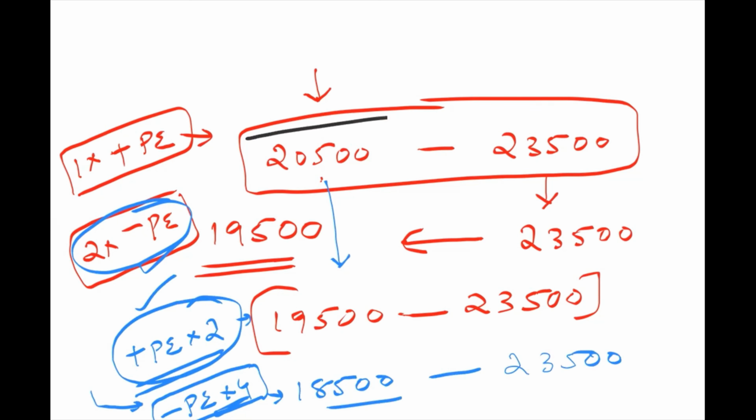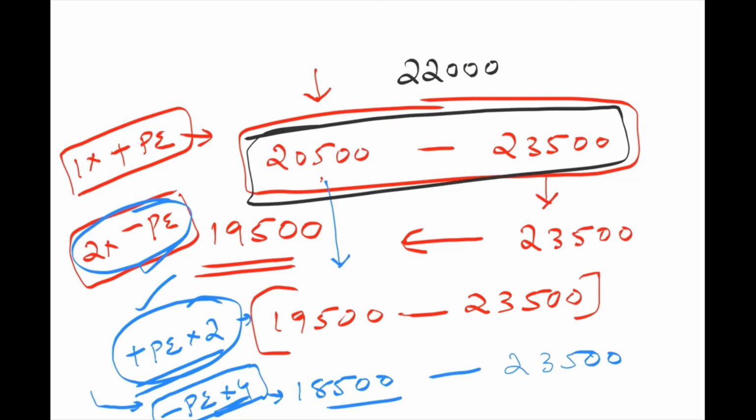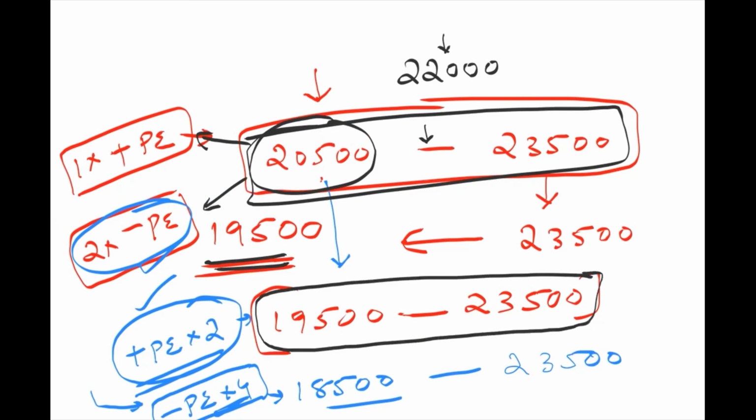So remember, when you started, this was the range. So 20,500 to 23,500 was your range when Nifty was at 22,000. So when Nifty was at 22,000, you did this, and this was your range for the first time. But when it came to 20,500, you bought that PE, and to finance that, you sold 2 PE at 19,500, and you extended your range. It was 20,500 to 23,500. Now it is 19,500 to 23,500.